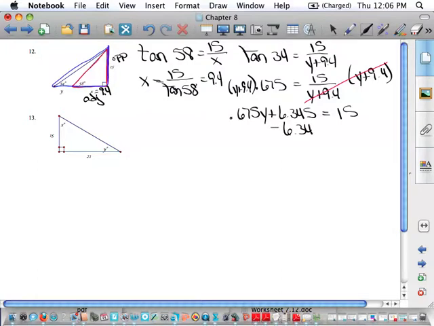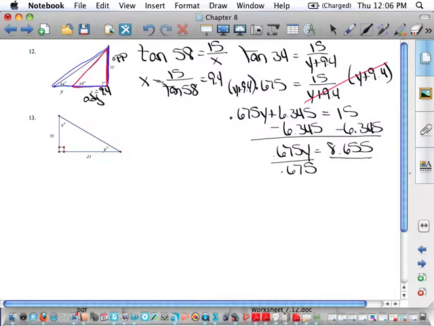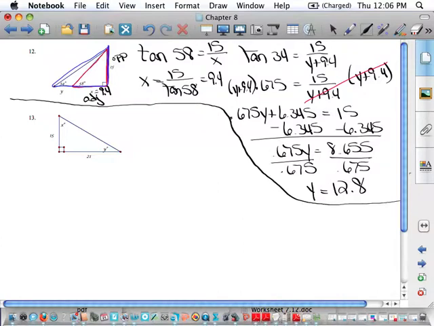Subtract the 6.345, then you should get 0.675y is equal to 8.655. Divide that 0.675 out of both sides, and y is equal to 12.8. So that one was a little longer, a little more complicated, but you should be able to follow that process. And again, if it's going to get pretty complicated algebraically, just go ahead and find the value of that trig ratio or that angle in your calculator. That makes it a little easier.